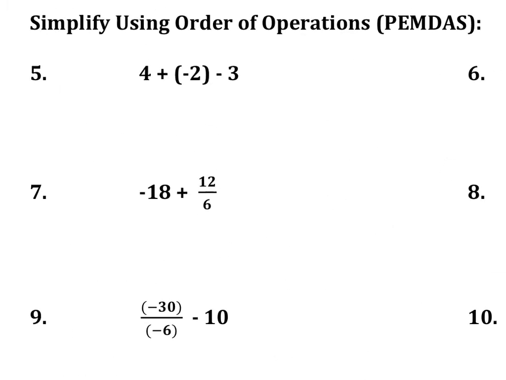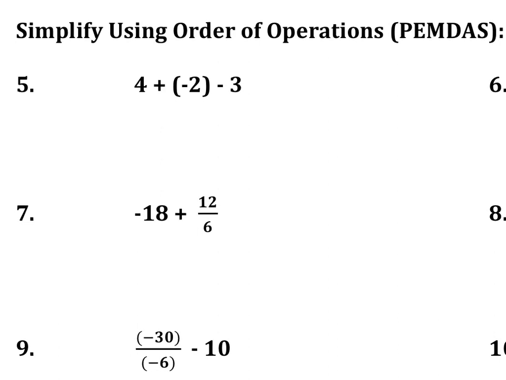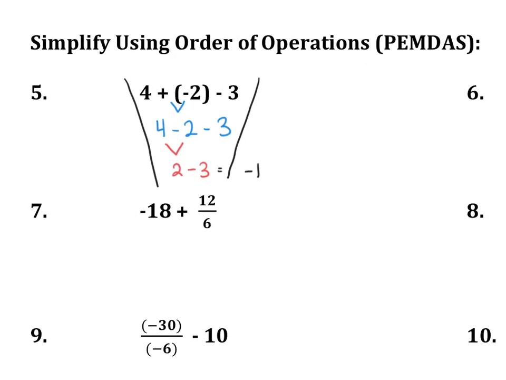If I'm looking at this first one here, I'm using my order of operations. I'm first going to simplify this sign. So I'm going to rewrite it. 4 minus 2 minus 3. I'm going to solve left to right now. 2 minus 3. I'm going into debt, so I get -1. Remember, I should be getting smaller each time we're answering it.